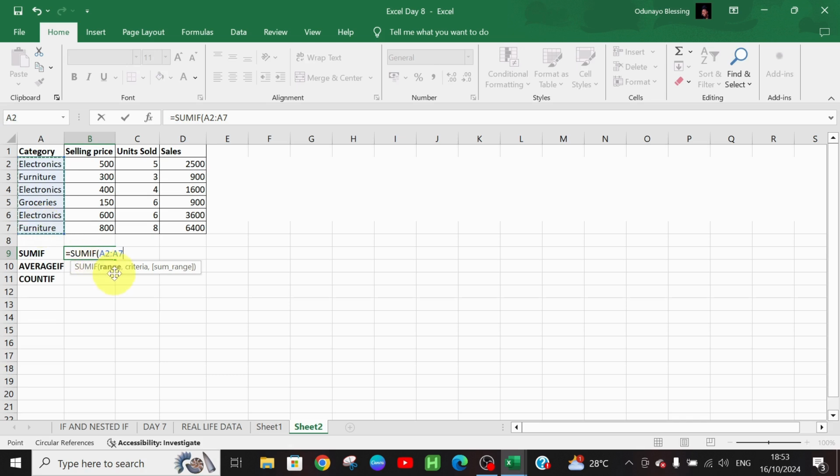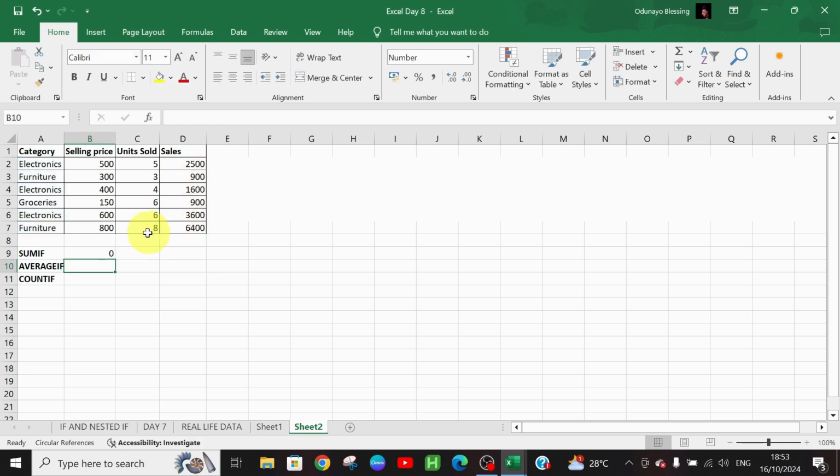After the range, the next thing is a comma. Then the criteria is what we are looking for in this range of cells. We are looking for electronics, so that's the criteria. Then we separate it with a comma. Then the sum range means the range of data that we want to use for the calculation. Then you press the enter key.